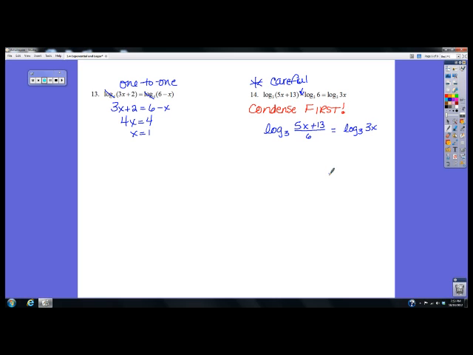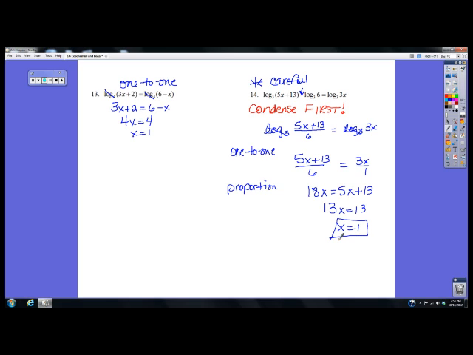So now that I am condensed, now I can break out the one-to-one property. Now I can eliminate my logs. I can write down what I have left. And now I can solve this. This is just a simple proportion from here. If you want to put this over 1 and just cross multiply from there, it's just a simple proportion. So 18x equals 5x plus 13. 13x equals 13. Don't think they all turn out to be 1, because they don't. It was just a coincidence that those both turned out to be 1.